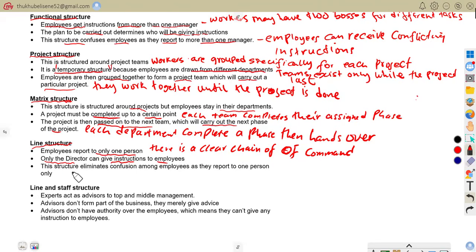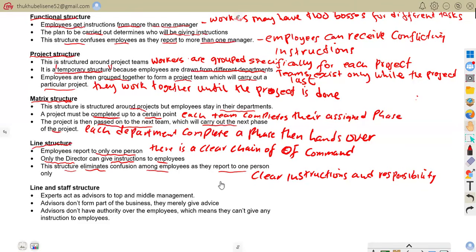Now moving on, this structure eliminates confusion among employees as they report to one person only. So it means clear instructions and responsibility. For example, no mixed messages from multiple managers. So that is how clear the line structure is.